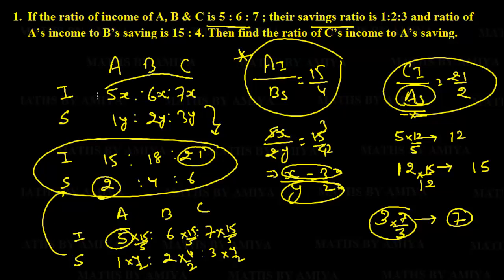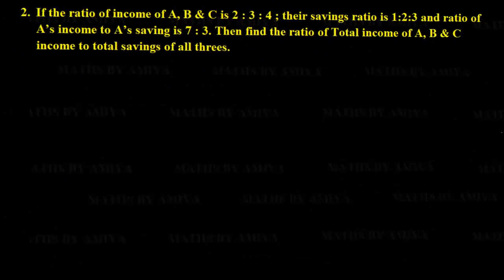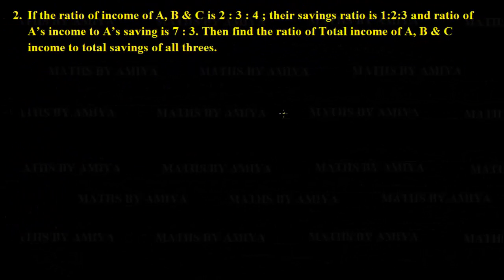So either you can take x or y, or you can directly merge the ratio. What you have, divide, and what you want, multiply, and solve the question to find the ratio value. But this is only applicable when you are looking for a ratio. Question number 2 is in front of you. I would suggest pause the video, solve the question. I hope you have solved the question.